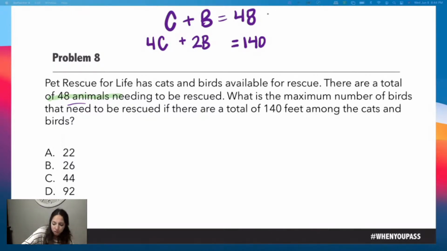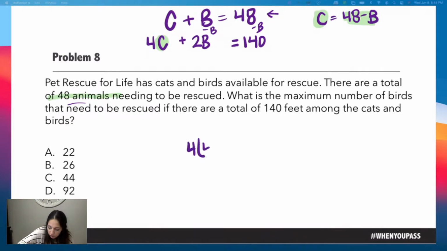I'm going to use substitution because this is a really easy equation to manipulate. I'm going to subtract C from both sides. No, I'm going to subtract B from both sides. Subtract B from both sides. Does it matter which one you do? No, it does not matter. C equals 48 minus B. Now I can substitute this in for C because C literally equals that. So 4 times (48 minus B) plus 2B equals 140.